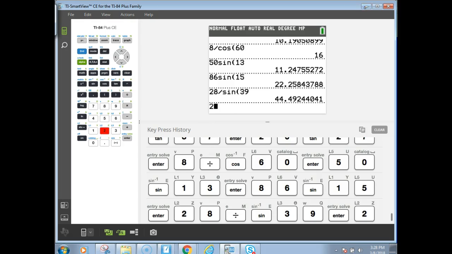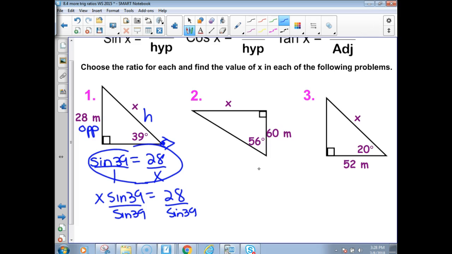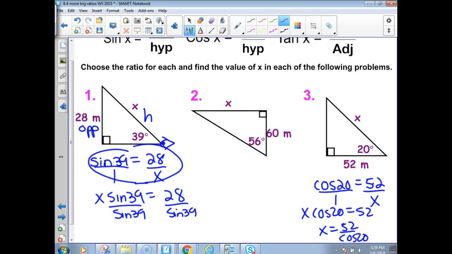So it's got to be division instead of multiplication on the ones where x is on the bottom. Okay? So like right here, if you're going to do this one, it's going to be cosine of 20 equals 52 over x. And so that's going to require, you can go 1 times 52 divided by cosine of 20. You can cross multiply, divide, or you can just write it out like I did here, because it'd be x times the cosine of 20 equals 1 times 52. You're going to need to divide by cosine of 20. Okay?